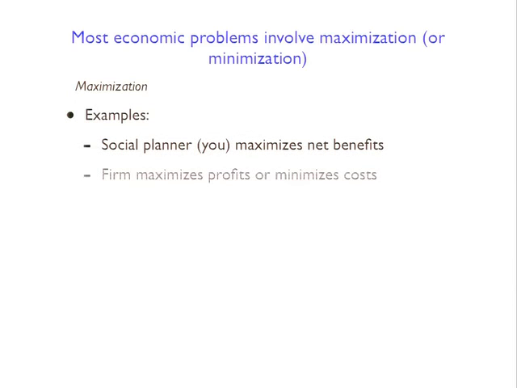A firm is interested in maximizing either its profits when it's deciding how much it should be producing, or potentially in minimizing the costs when it's deciding what combination of inputs it should be using to produce a given level of output. Consumers, of course, are interested in maximizing utility, and they have these utility functions that we can't generally observe, but we can write down in theoretical terms.